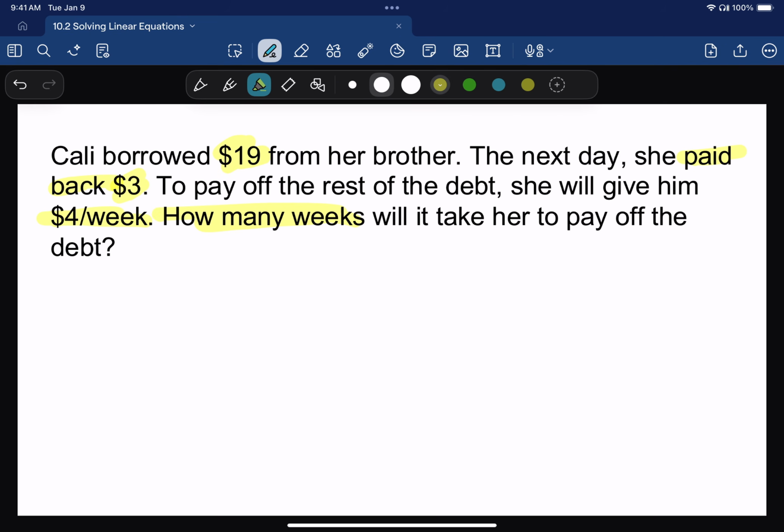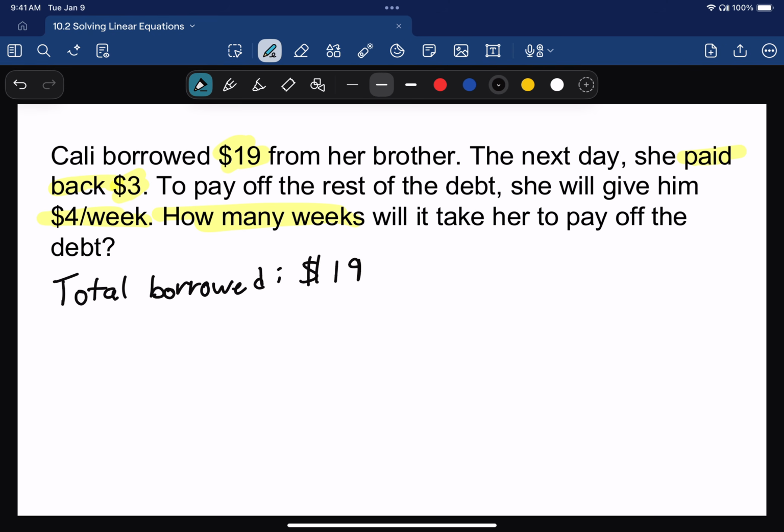Okay, so let's write out. So what do we know? Well, we know Callie borrowed $19. So the total borrowed is $19. The next day, she paid back $3. So she's already given back $3. So she's paid back $3. To pay off the rest of the debt, she will give him $4 a week. Okay, so $4 a week.